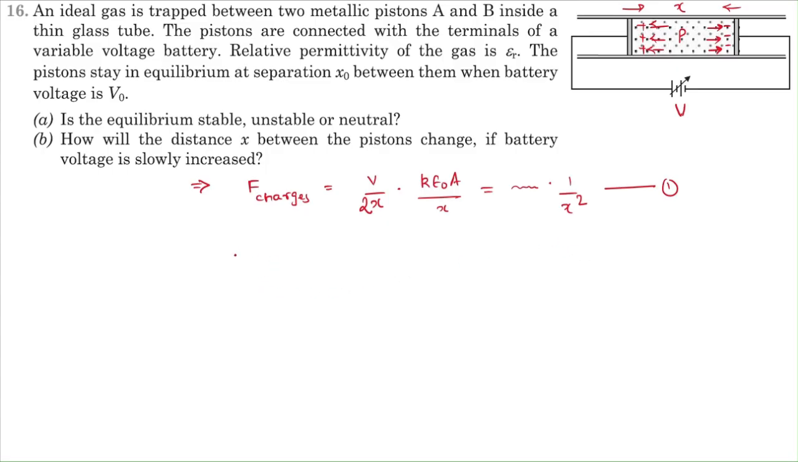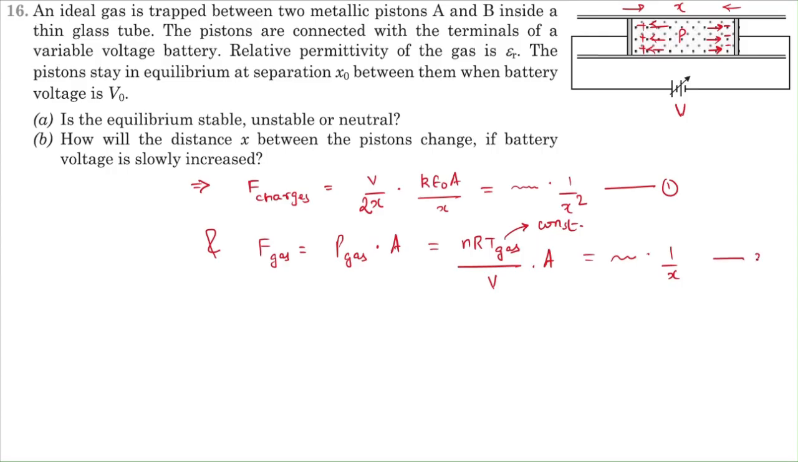Now if you notice for the gas, that will be P gas multiplied by the area. Now P gas can be written as nRT gas upon the volume, multiplied by the area. Now since the pistons are metallic, we can safely assume that T gas remains a constant. Hence this F gas comes out to be some constant multiplied by 1 by x. Now you notice the difference between the two forces. One varies as 1 by x square and the other varies as 1 by x, and at some particular x they must be equal to achieve equilibrium, but at different x there can be a problem.